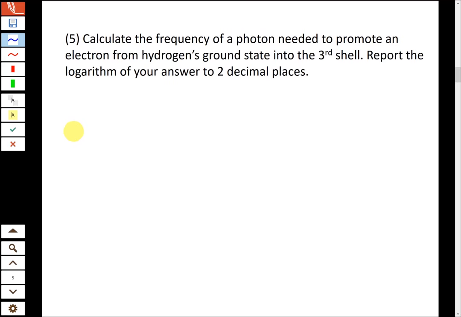So here we're looking to calculate the frequency of a photon needed to promote an electron from hydrogen's ground state into the third shell. Report the logarithm of your answer to two decimal places.